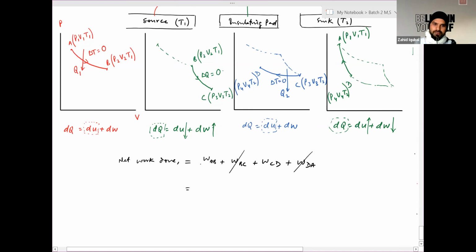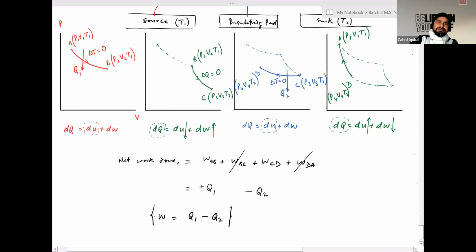Work done along AB is in isothermal expansion, so the total work equals the total heat supplied during this process. It will be taken as Q1 with a positive sign since it is supplied to the system. Next, work done along CD is isothermal compression, so Q2 is heat ejected out from the system and will be taken as negative. So net work done during this entire process will be Q1 minus Q2.